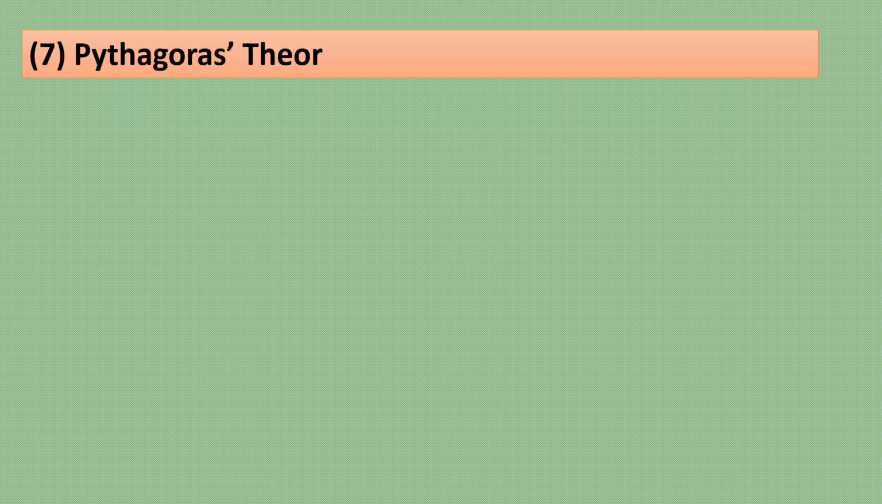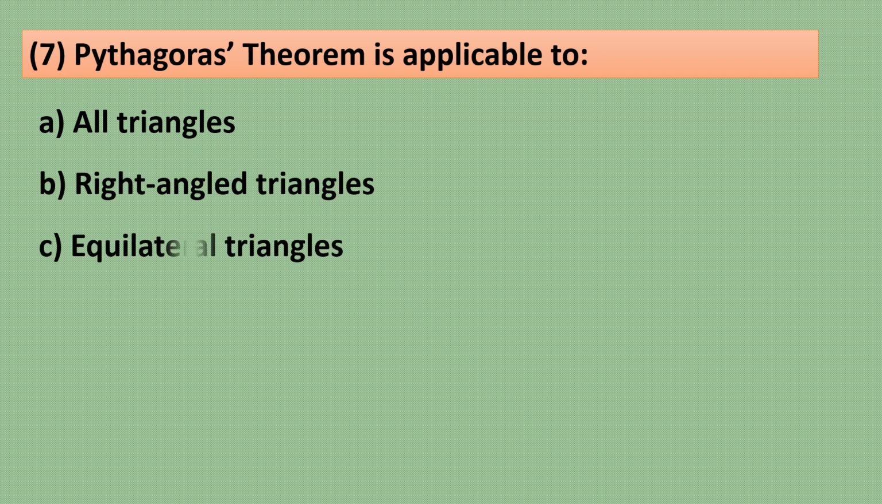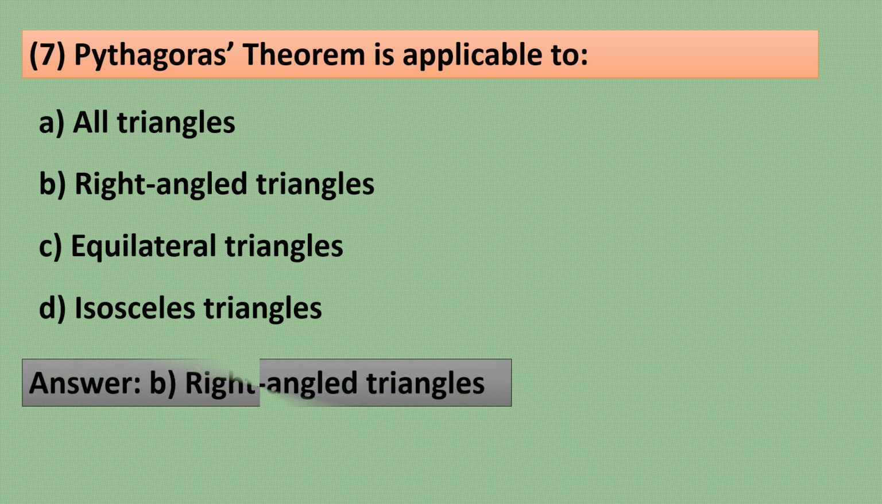This is question number 7. Pythagoras theorem is applicable to: A. All triangles, B. Right angle triangle, C. Equilateral triangle, and D. Isosceles triangle. And the answer is right angle triangle.